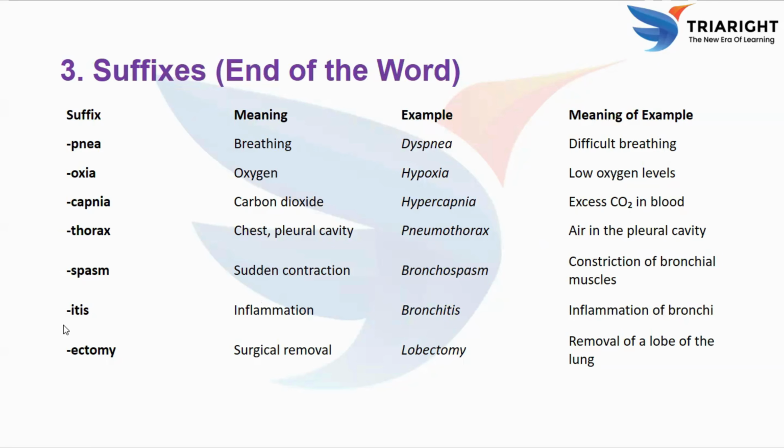And the next suffix is itis, inflammation. Bronchitis, inflammation of the bronchi. Ectomy, surgical removal. For example, lobectomy. Lobectomy means removal of a lobe of the lung. So, break down each word. For example, if there is bronchitis, break down each word: broncho, airway; itis, inflammation. So, use visual aids like the diagram of lungs or pleural cavity. You can create new medical terms using all the suffixes, prefixes, and also the medical root words.